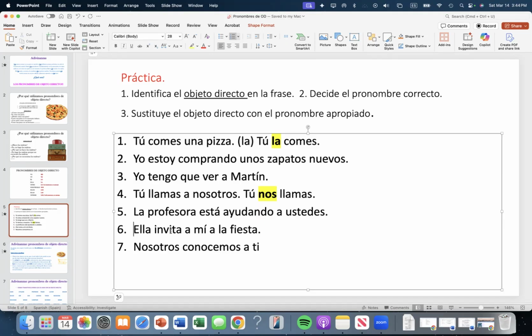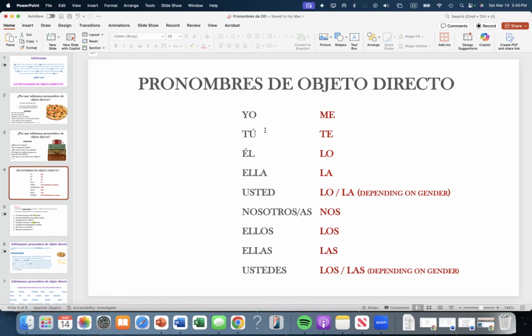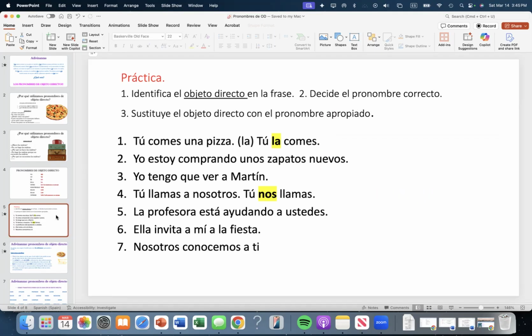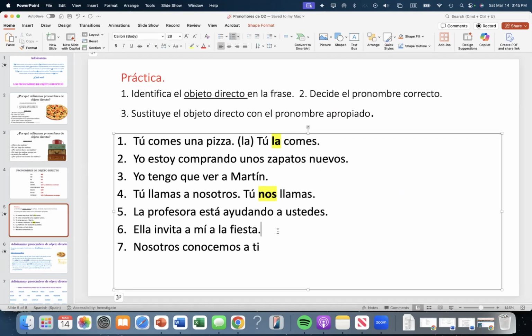Let's do number six because we have only one verb here. Ella invita a mí a la fiesta. So I am the direct object of the invitation. She invites me to the party. So when I am the direct object, I replace myself with me. ¿Sí? Número seis. Ella me invita. ¿Sí?